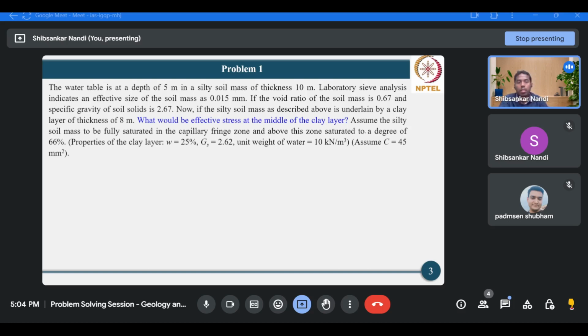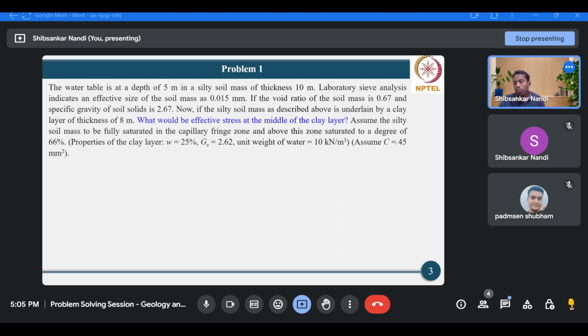So these are a few assumptions or information given in addition to the problem statement. Assume the silty soil mass to be fully saturated in the capillary fringe zone, and above this zone saturated to a degree of 66%. Properties of the clay layer are given as water content 24%, specific gravity of soil solids 2.62, unit weight of water 10 kilonewton per meter cube, and there is one constant known as Hazen constant, C, whose value is given as 45 millimeter square.